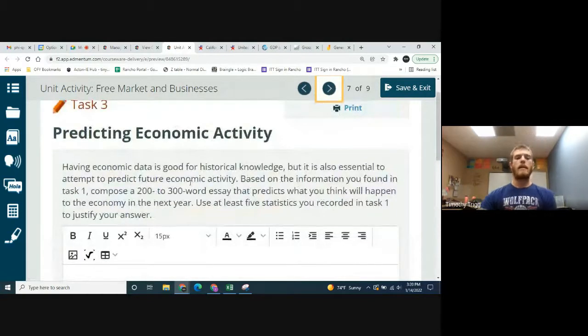Okay, so predicting economic activity. So we looked at a bunch of data, all right? Having economic data is good for historical knowledge, but it is also essential to attempt to predict future economic activity. Based on the information you found in task 1, compose a 200 to 300 word essay that predicts what you think will happen to the economy in the next year. Use at least 5 statistics you recorded in task 1 to justify your answer. So again, you want to be using the information that we just found to help you write here. You can talk about how the GDP has gone down from one year to the next.